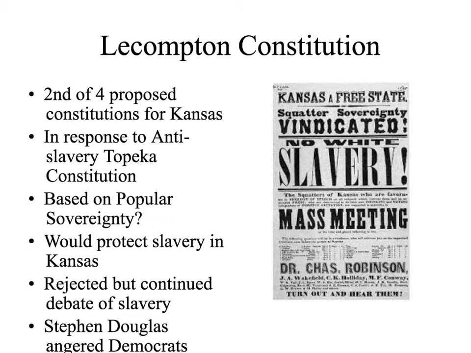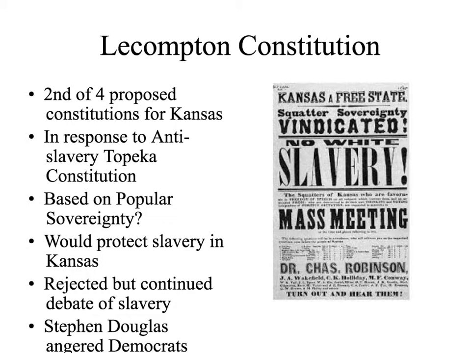So one of the things that happened as a result of all these things, going back to Kansas, is that Kansas had all kinds of different constitutions that were proposed, 4 of them. Probably the most controversial and most famous is the Lecompton Constitution. In response to the anti-slavery Topeka Constitution, the pro-slavery forces had actually set up a pro-slavery Capitol in Lecompton, and the anti-slavery forces set up a Capitol in Topeka. So they presented different constitutions.